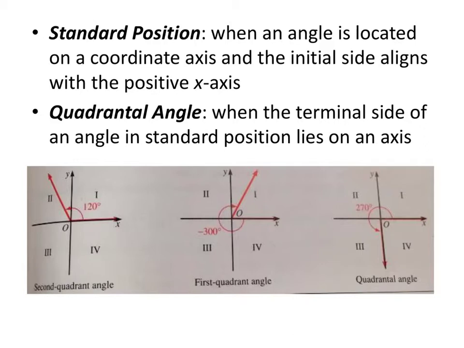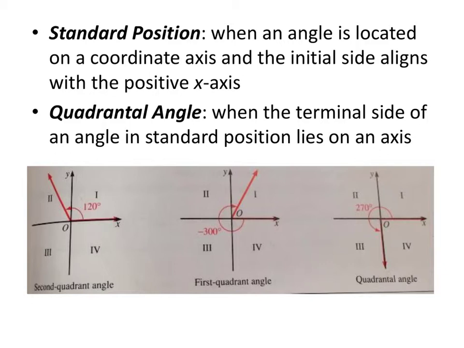When we place an angle on a coordinate plane, we call that standard position. Standard position is always where the initial side aligns along the positive x-axis. All three of these angles are in standard position because the side that they are measured from is along the positive x-axis. The terminal side of the angle, then, is anywhere else.